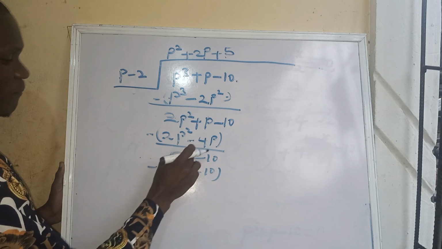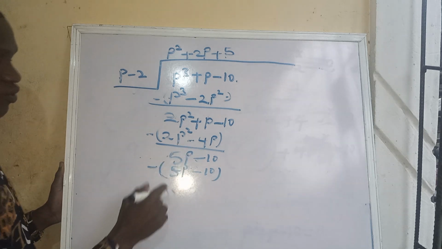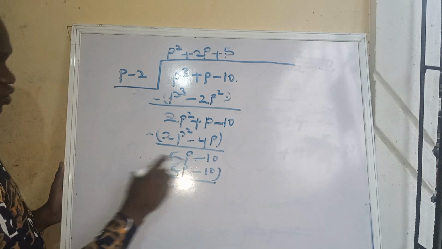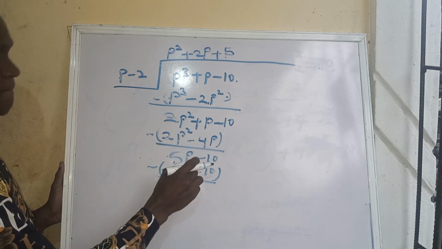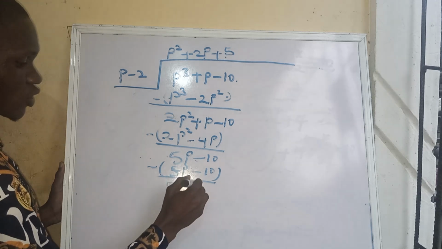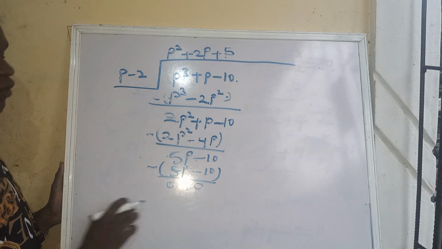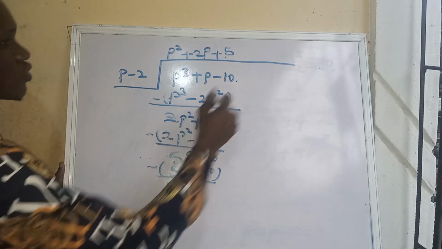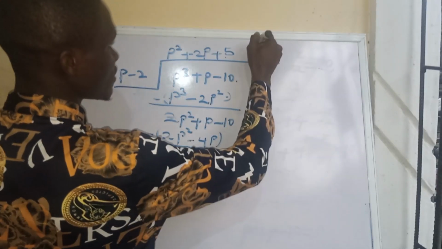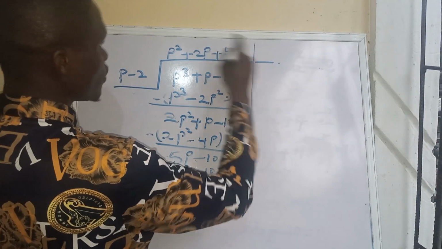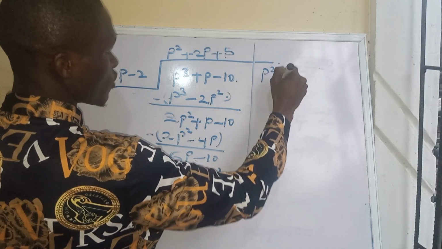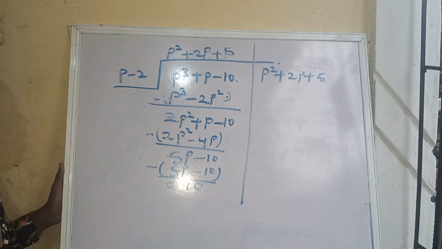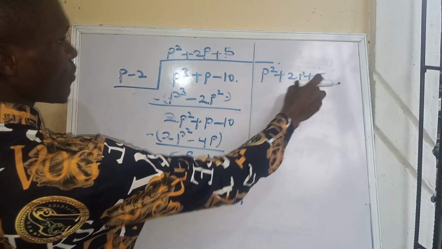So 5p minus 5p is going to give us 0. We are going to have 0 minus 10. So this one is going to turn to a positive sign. Minus 10 plus 10 is going to give us 0. So we are not having any remainder. So this is now our new equation. We can write the whole of this here. So our new equation becomes p squared plus 2p plus 5.